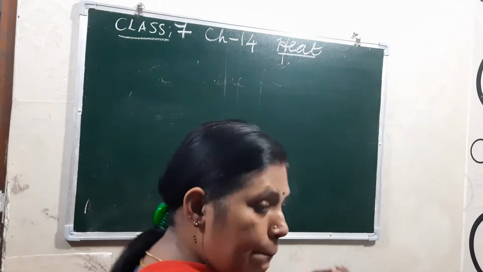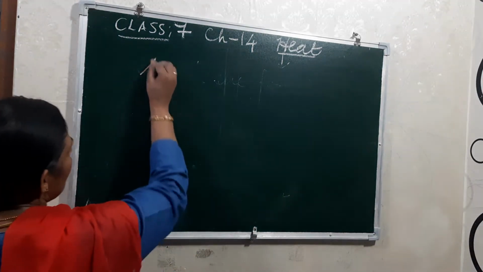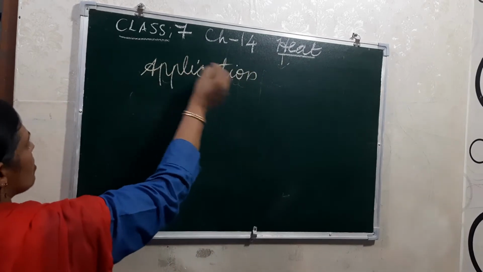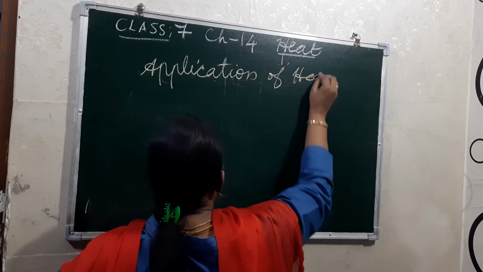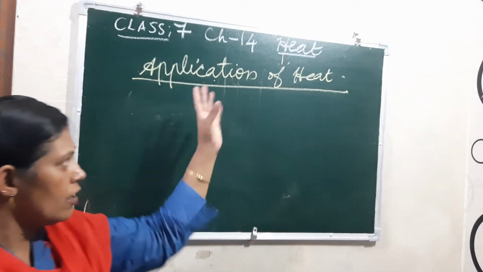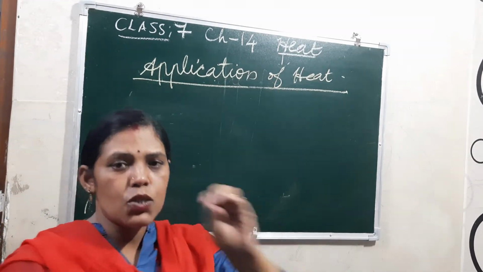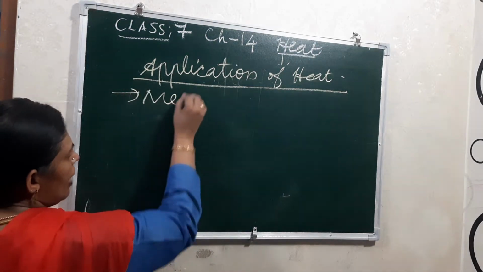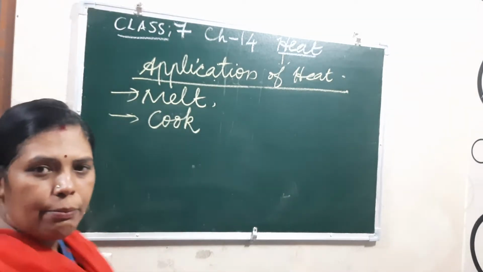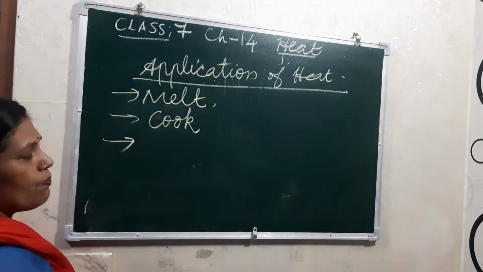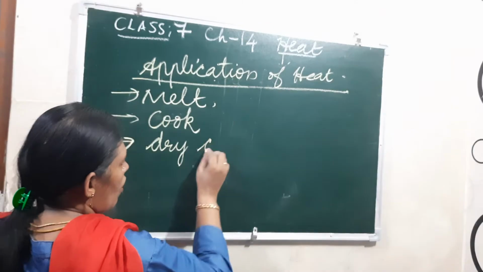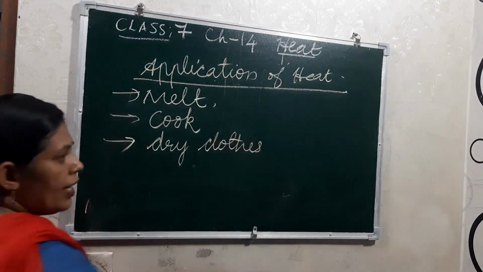Now what are the applications? See, so many uses are there for this heat, okay? Applications of heat. Daily, a number of uses are there with heat. The first one is used to melt things, okay? Then we can cook the food item because of the heat only. And then we can dry things, okay? Dry the laundry, or the clothes, by the heat only.